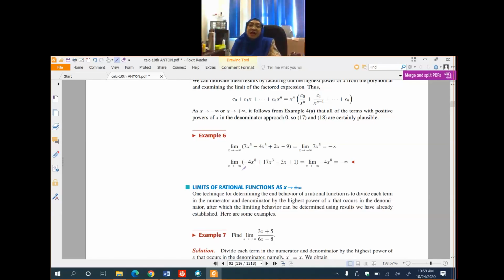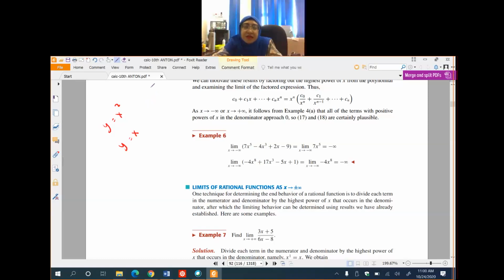Because if x tends to plus infinity, if you have y equal to x and y equal to x squared, which one will contribute more? Obviously x to the power of 2, right? So let's say you have y equal to x squared and y equal to x.